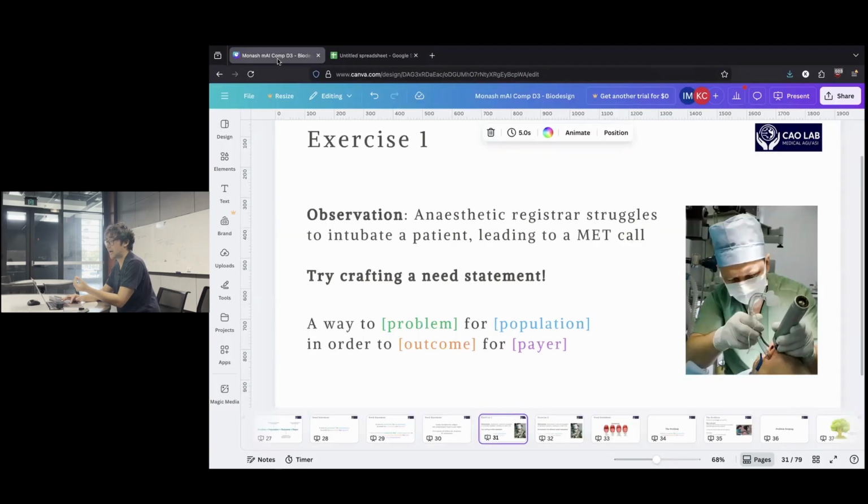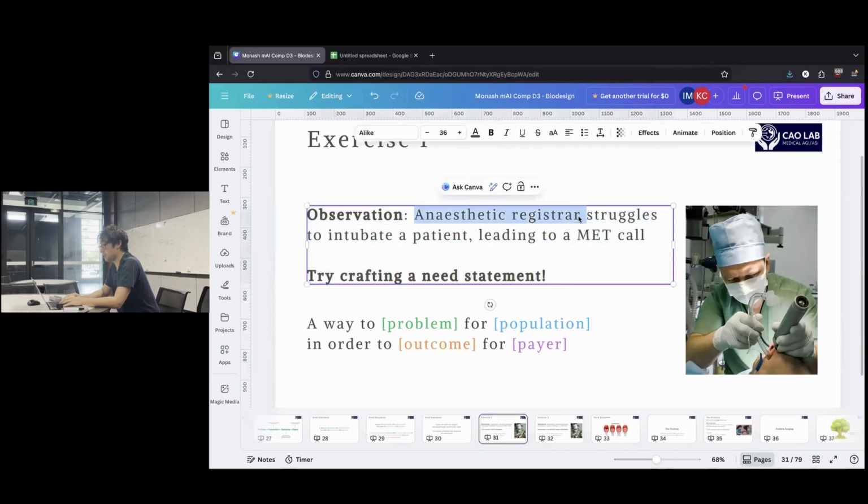This is where you have to ask questions at that point in time. Is it just this anesthetic registrar that's having issues? Would other registrars have difficulty with the same patient? Is it the patient that's making things really difficult, or is it the fact that a proper consultant, already trained, would still have challenges with this? Would a resident have troubles with this?